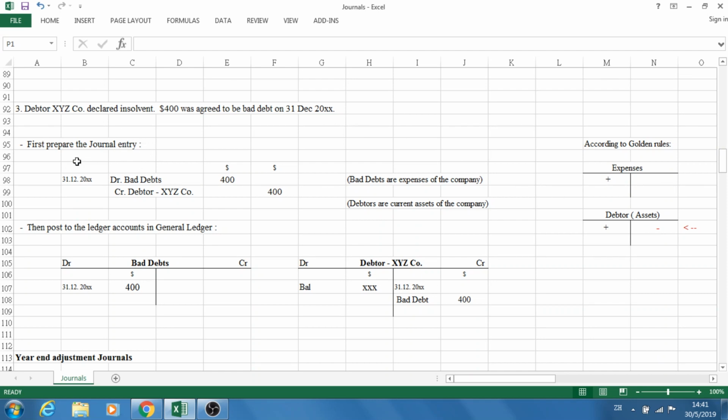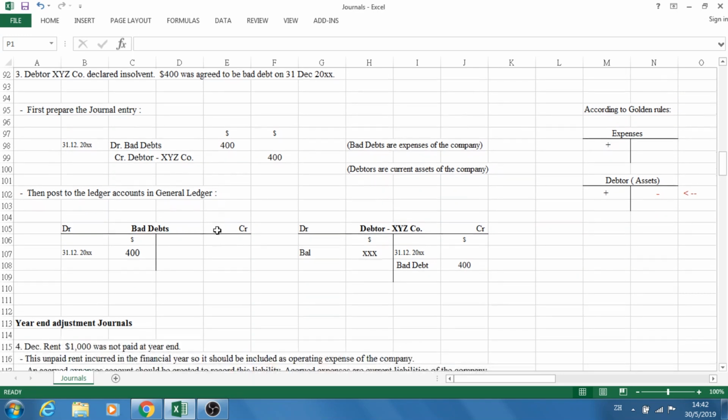First, prepare the journal entry. The date: debit bad debt 400, credit debtors XYZ company 400. Then follow this journal to post to the ledger accounts in general ledger. Debit bad debt 400, credit debtors XYZ company 400.